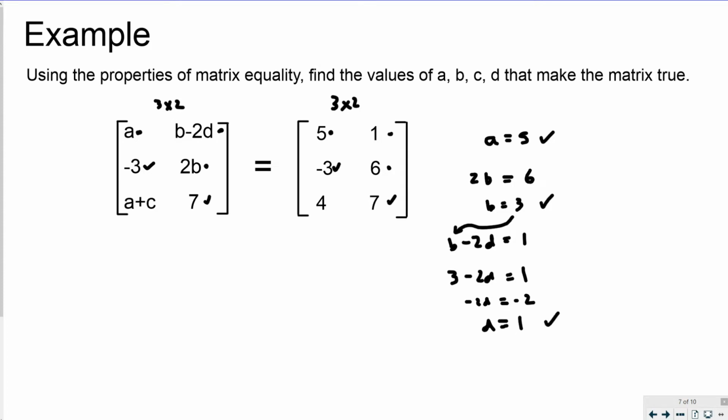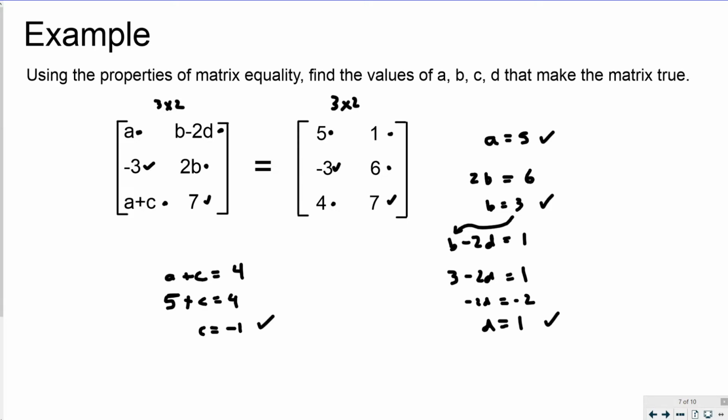Okay, so I have D, B, and A, and I have to go back and find C. So I have this expression here that A plus C equals 4. And then I can go ahead and substitute this value of A that I know. I know that A equals 5. So 5 plus C equals 4. So then subtracting 5 from both sides, C equals negative 1.